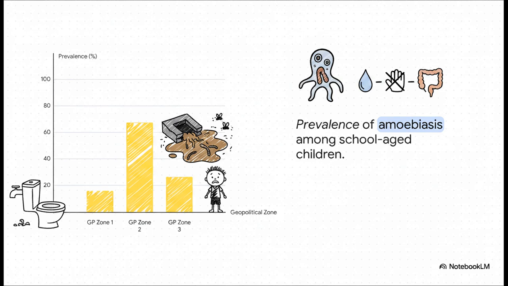What's truly wild is how drastically environmental factors swing these infection rates. When you break down the prevalence of amoebiasis among school-aged children across different geopolitical zones, the disparities are just huge. In Zone 1, you see a 16% infection rate, but jump over to Zone 2, and that number skyrockets to nearly 68%. It perfectly illustrates how this parasite ruthlessly exploits vulnerabilities in sanitation infrastructure.